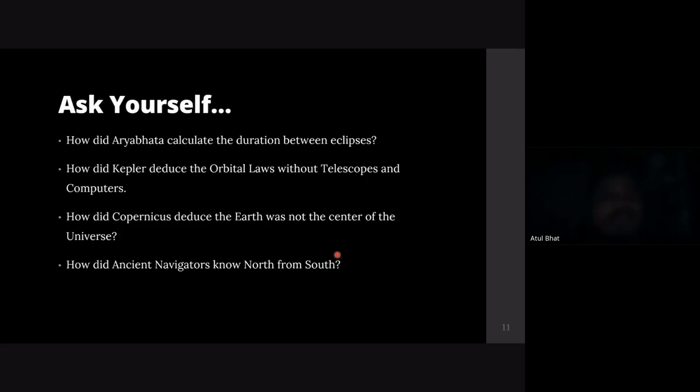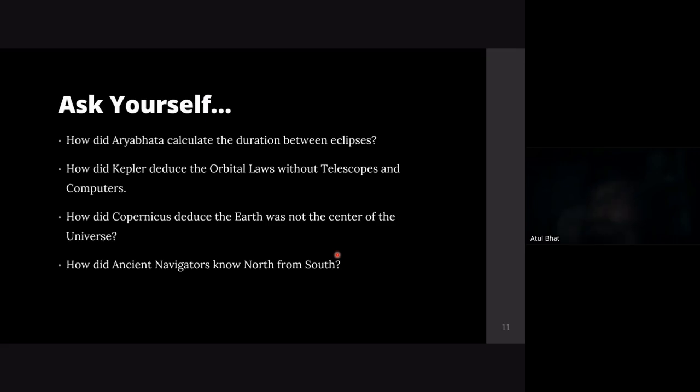Like, how did Aryabhatta calculate the duration between eclipses? It's not really obvious to all of us. We can't do it now, even though we have very powerful scientific calculators. I can give you the size of the Earth and the Sun if you want, but still, even I myself will not be able to calculate it because I've not been taught.